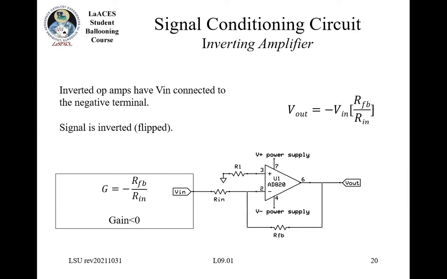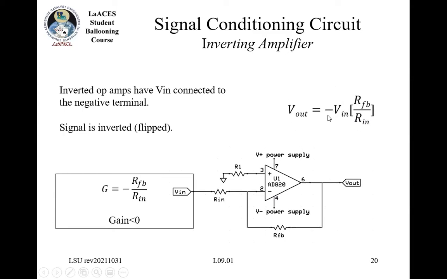Next, we have an inverting amplifier. In this case, Vin is connected to the negative input through a resistor. And then you have this feedback resistor that goes around back to the negative input from the output. You will often have the other pin connected to ground like this through a resistor. But the transfer function is going to be this particular form right here.